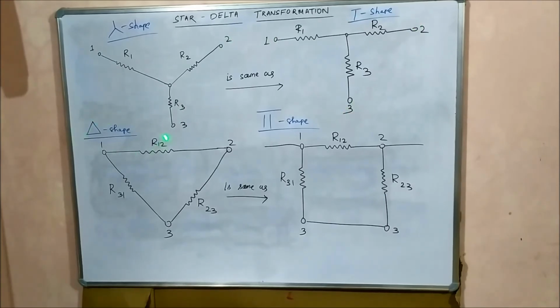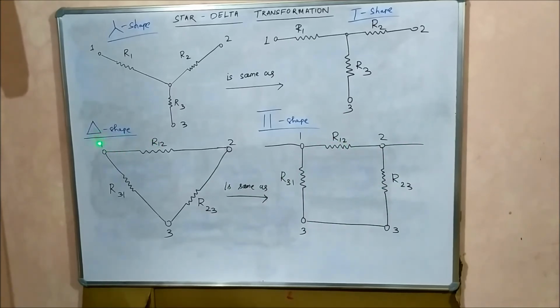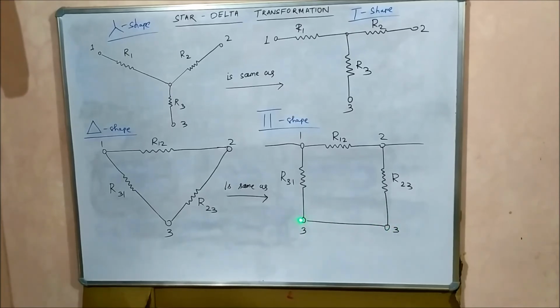Similarly, the delta shape with the resistance values drawn in this way can also be drawn in this way. Here we have 3 points 1, 2 and 3. Here also there are 3 points 1, 2 and 3. These 2 points are the same, they are just shorted together. So these 2 points are one common point.